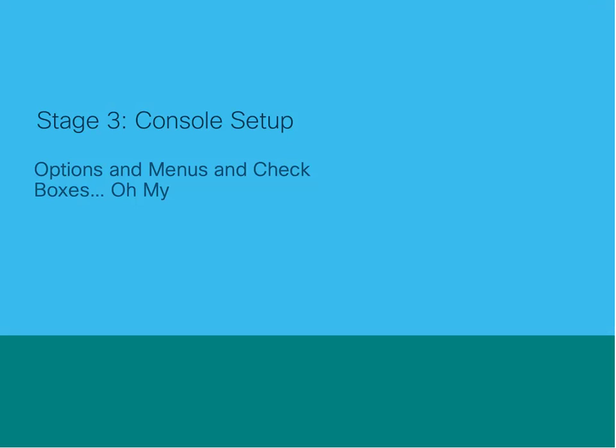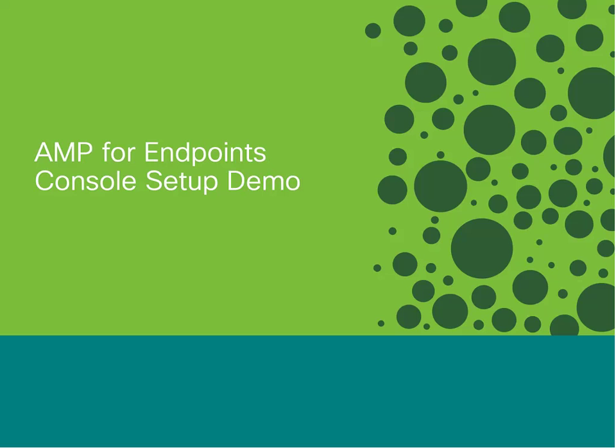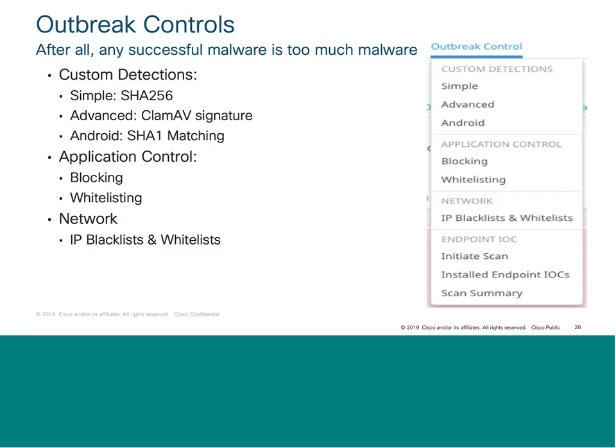All right, so console setup: options, menus, checkboxes, and lots of other buttons to press and switches to flip. Within the AMP for Endpoints console, there are some primary chunks of feature functionality that everybody should be aware of, and outbreak controls is one of those. Under outbreak controls, we have a large sampling of different preventative or detection engines that we can access.